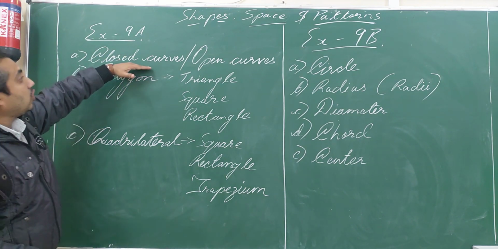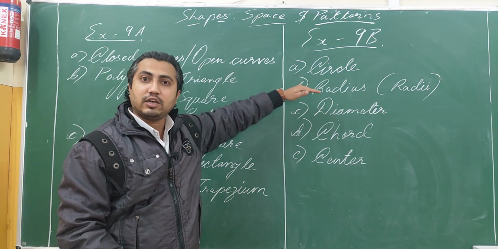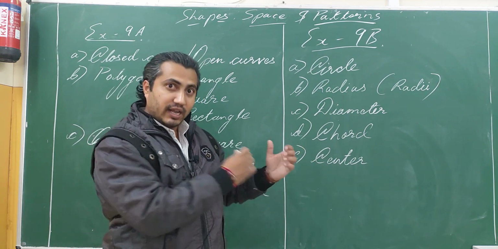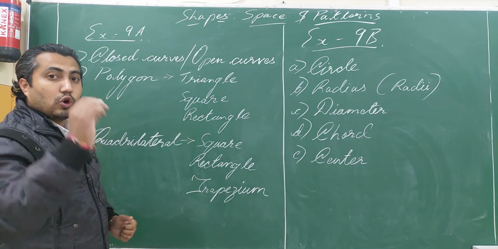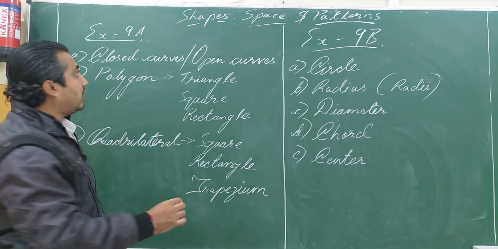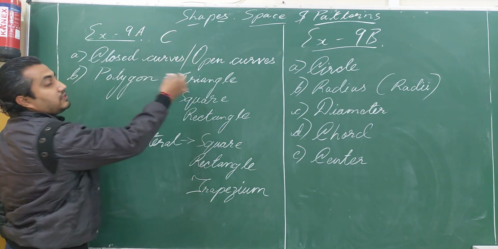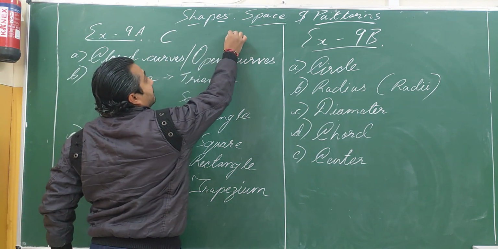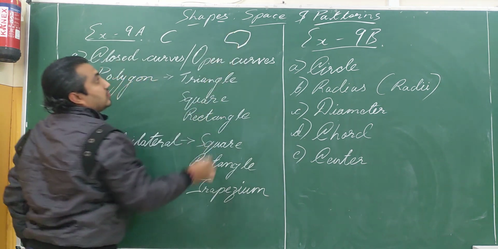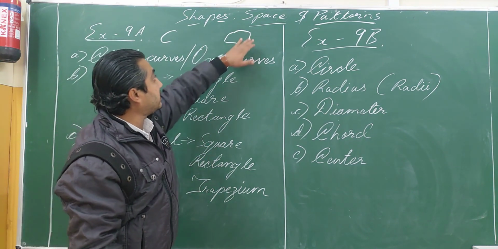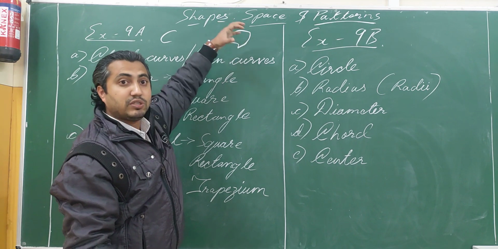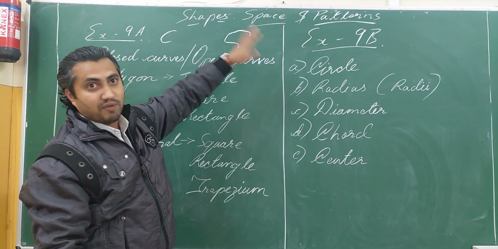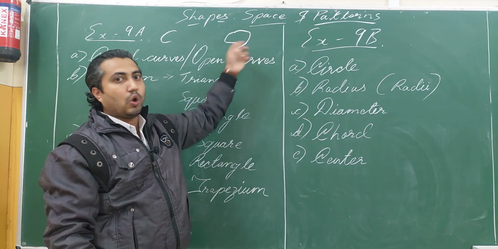First thing is closed curves and open curves. We had discussed this in one of our first videos of this chapter. For example, if I am drawing this, it is an open curve because it is not closed. Suppose I make something like this, this is a closed curve because it is enclosed. There is an inner region and an outer region; the inner region is different from the outer region. So it is a closed curve.